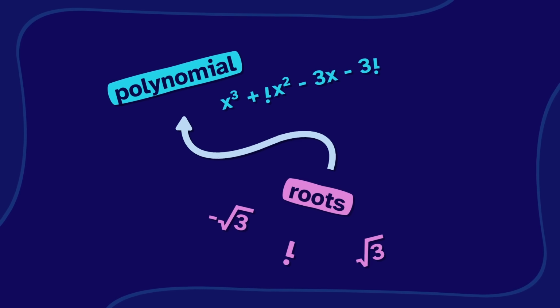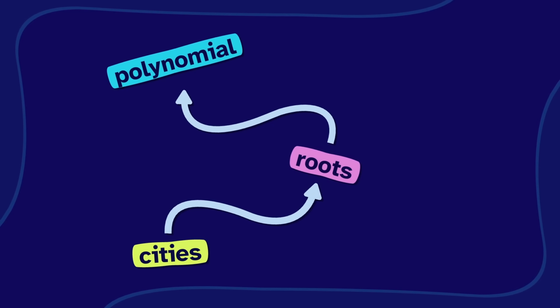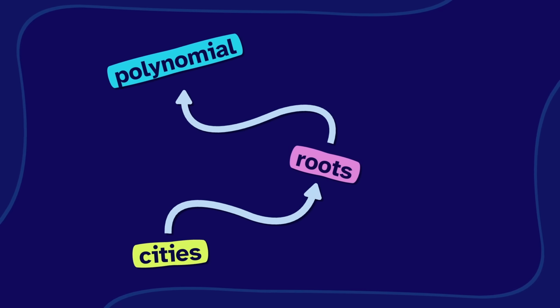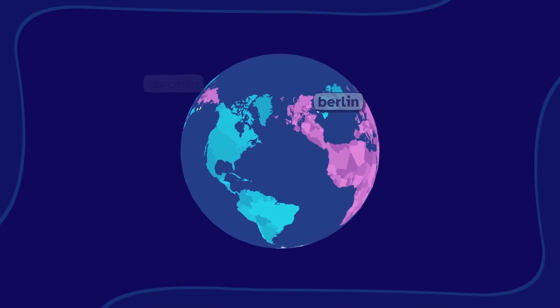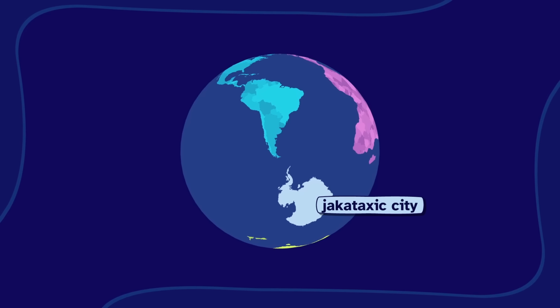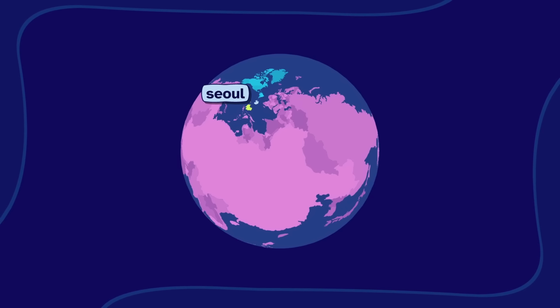And to make this more fun, we can start by picking cities, convert them into roots, and then use those to make a polynomial. Here, the roots are far apart: Berlin, Toronto, Jakarta City, and Seoul. There are 4 Antarcticas spread around the globe.